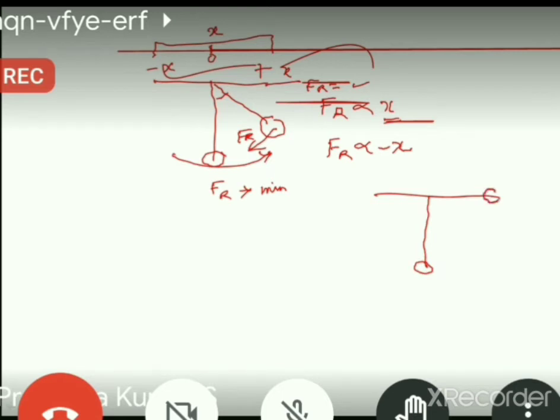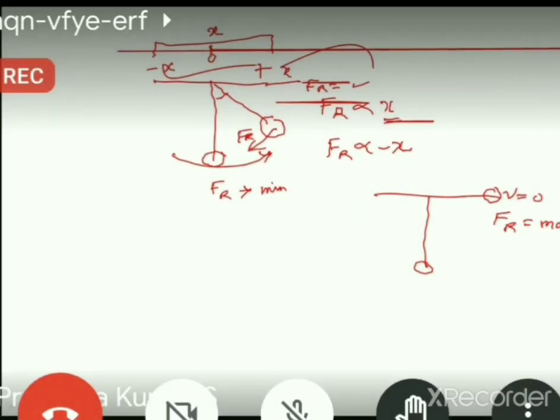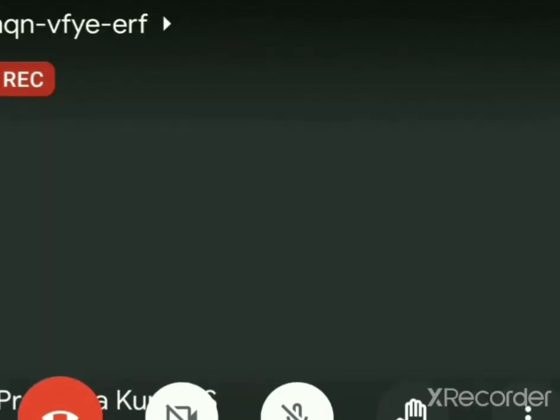So here V is 0, velocity is 0, and Fr is maximum here, because the restoring force is opposite to F; this is because F is minus Fr. So when this is maximum, F is 0. And at this point, Fr is 0 because F is maximum.